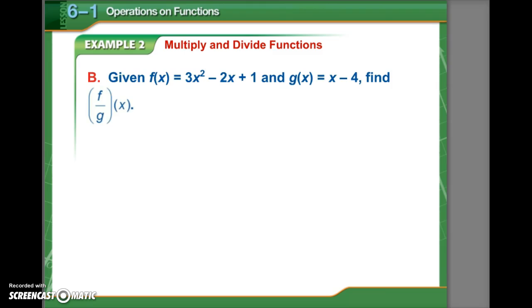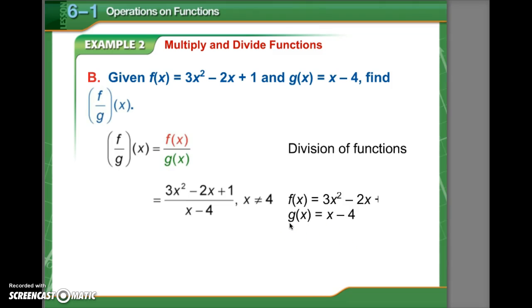All right, in part B, we are going to take the same two functions, but this time we're going to do f divided by g. It's important to note in this, if we're dividing by g, the x can't be 4, because if x was 4, we would be dividing by 0, and you know you can't divide by 0.